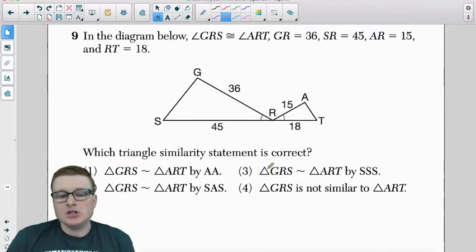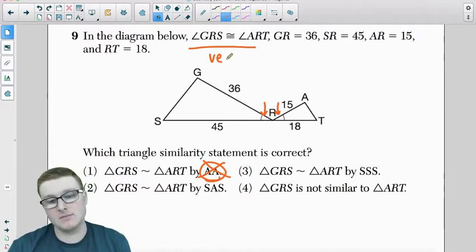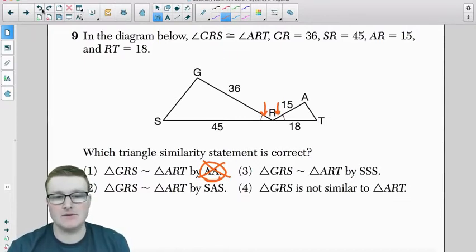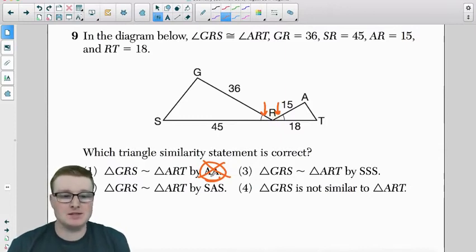Okay. So the problem is you can knock out angle immediately. We're only given these in the instructions. These are not vertical angles. So we're just given that these two angles are congruent to each other. That means we knock out angle. Okay?